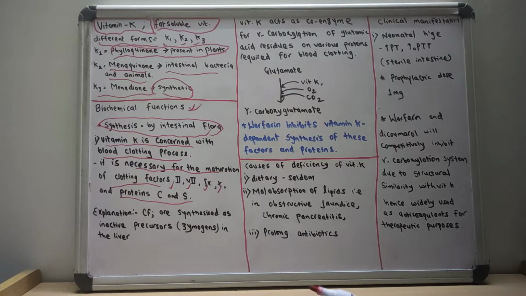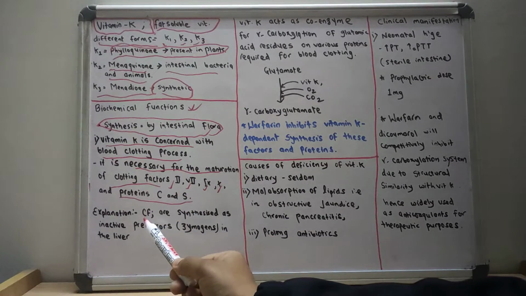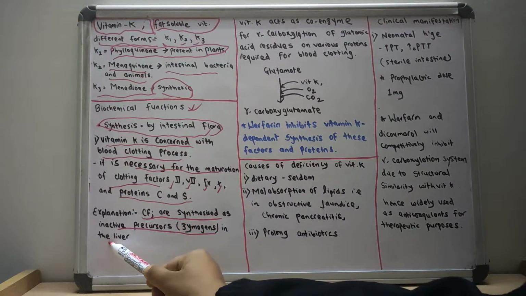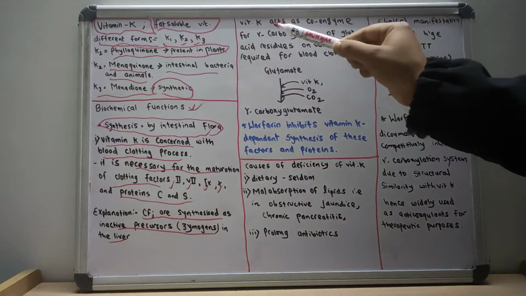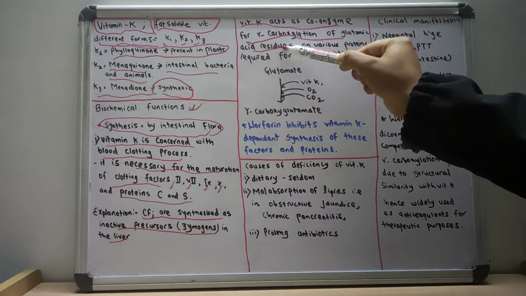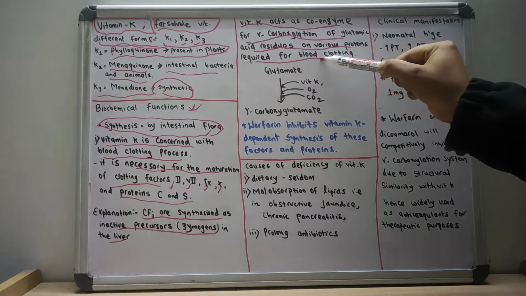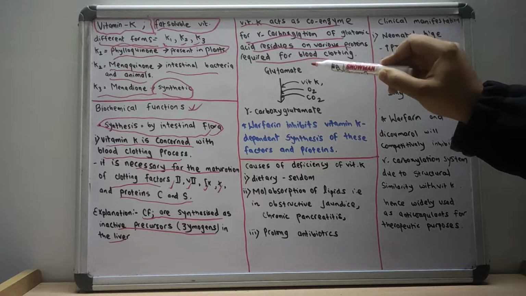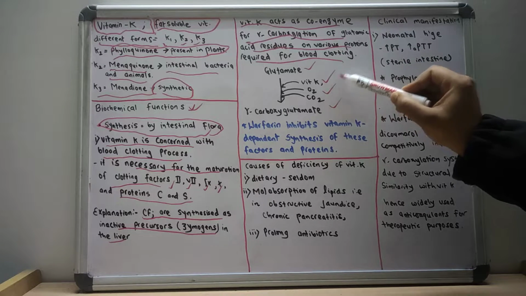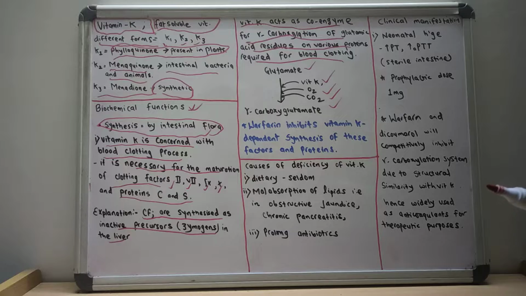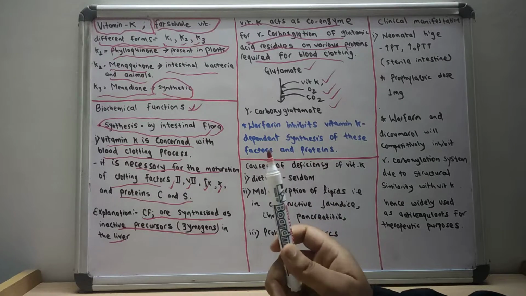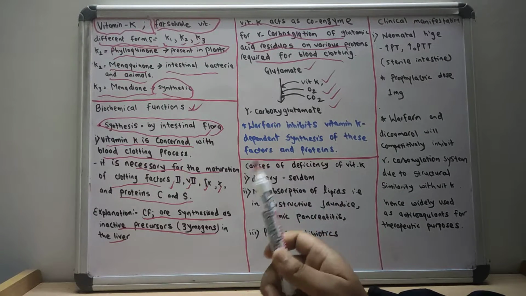Now let us discuss why it is necessary and how it is concerned. The clotting factors are synthesized as inactive precursors, that is zymogens, in the liver. Vitamin K acts as a coenzyme for the gamma carboxylation of the glutamic acid residues on the various proteins required for clotting. For the transformation of glutamate to gamma carboxyglutamate, vitamin K, oxygen and carbon dioxide are necessary. And for the maturation of clotting factors 2, 7, 9, 10, protein C and protein S, vitamin K is absolutely necessary.